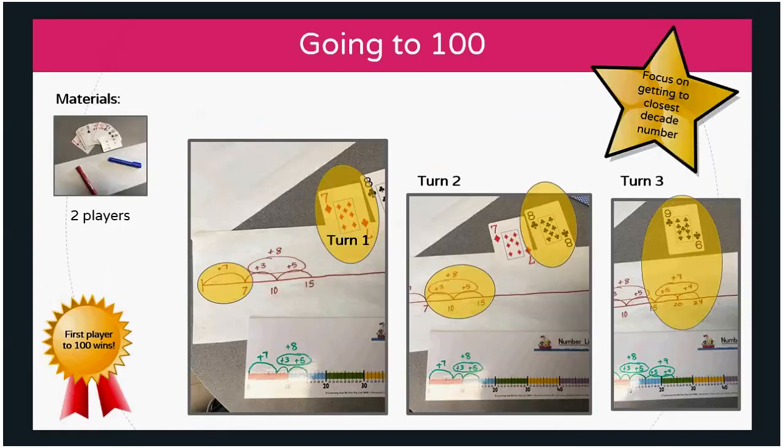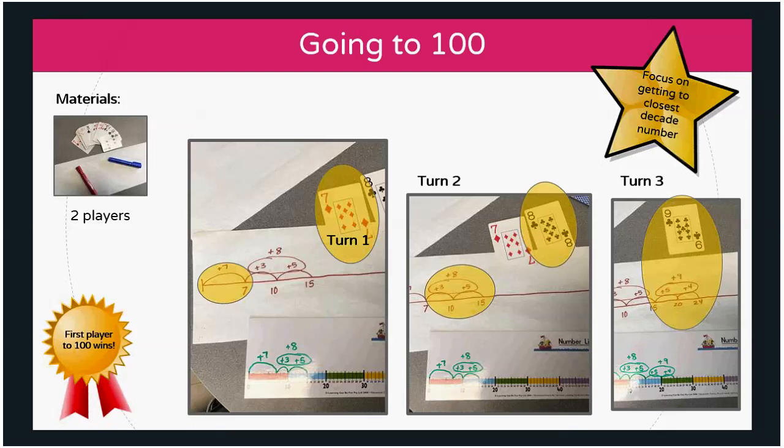To play the game Going to 100, players need a deck of cards, ace to 9 only, where the value of the ace is 1, and a number line, commercially or student created. Players place a deck of cards between them. Player 1 pulls the first card from the deck and marks this number on their number line.